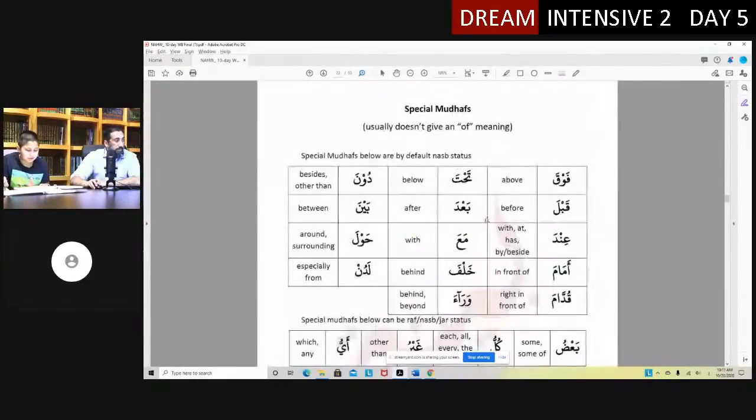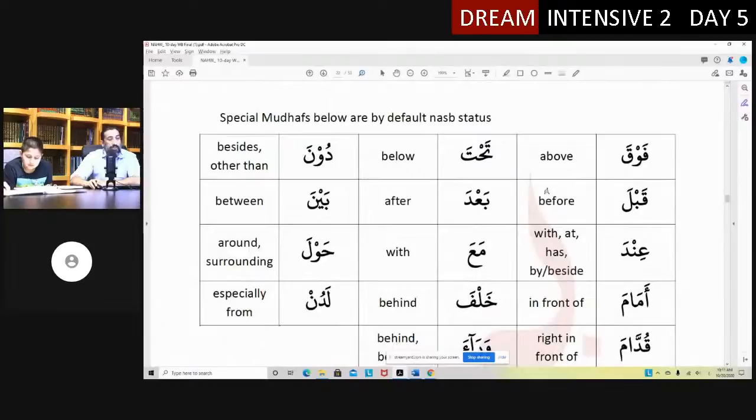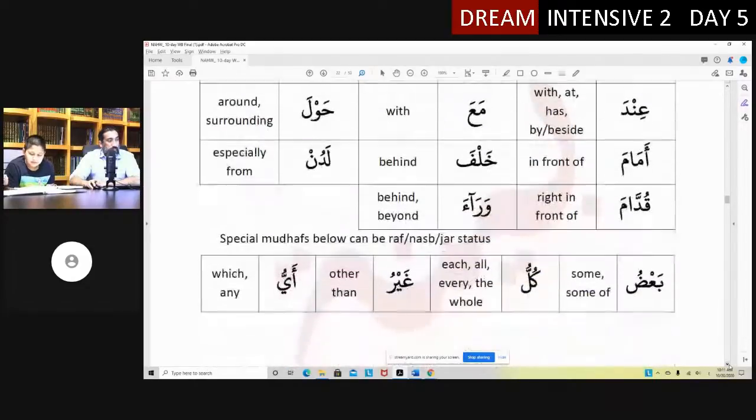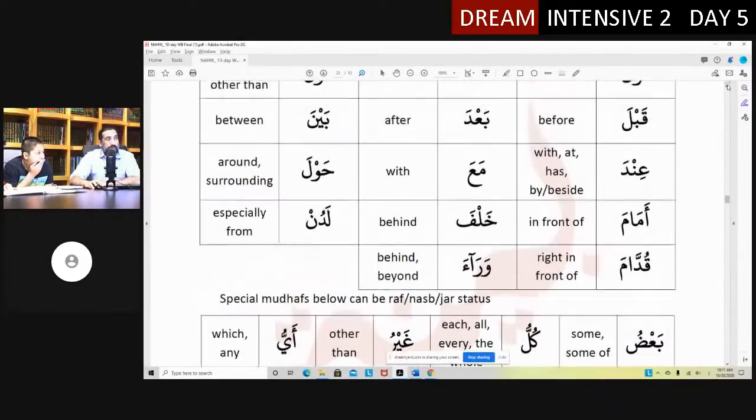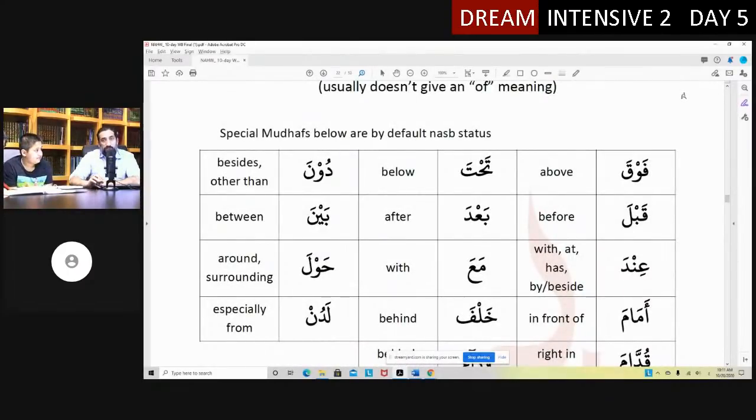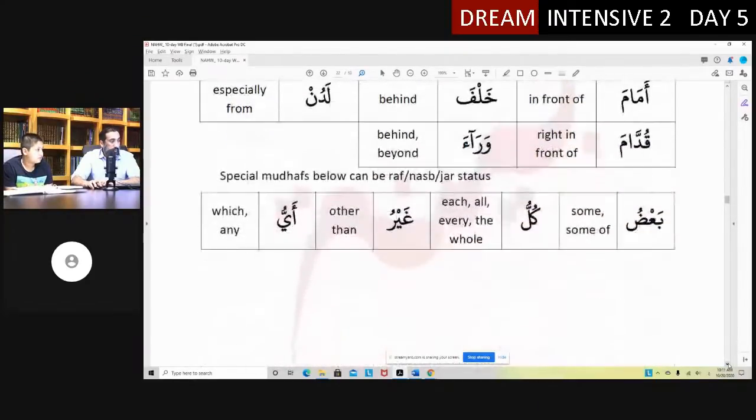I want to tell you about the special mudaf. Mudaf and mudaf ilayh have "of" in between them, right? Okay. These few words on this page are called special mudafs. Special mudaf means that every time you see them, let me put some X's on here so I can speak about them. This one, this one, this one, and this one. The bottom four, put X's on them. I'll explain those separately.